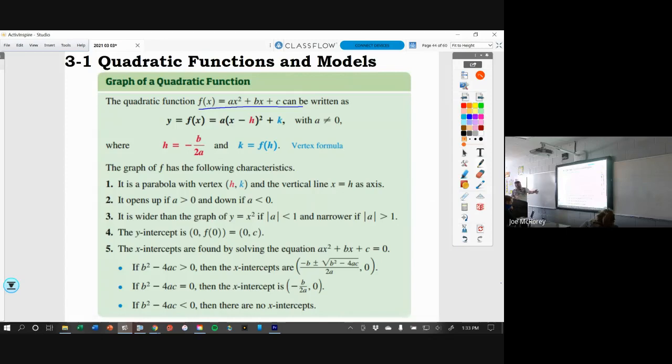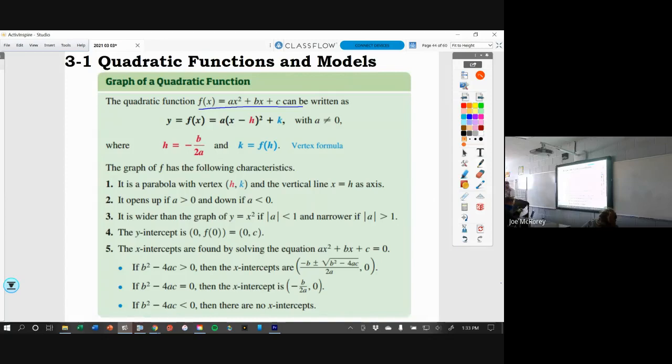A lot of repeat stuff here. Number two, if a is positive, the parabola opens up. If a is negative, the parabola opens down. If the absolute value of a is less than 1, it's wide. If the absolute value of a is greater than 1, it's narrow because it's been stretched. The y-intercept, you plug in 0 for x. So basically, the y-intercept is going to be (0, c). Because if x was 0, all we have left is the c.